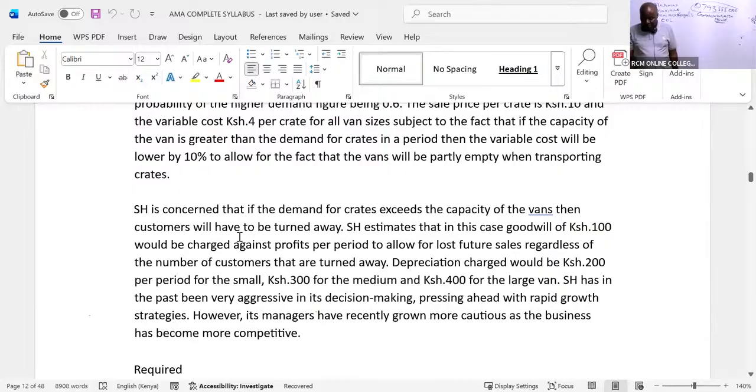Shifters is concerned that if demand for crates exceeds the capacity of the vans, then customers will have to be turned away. Shifters estimates that in this case, goodwill of Kenya shillings 100 would be charged against profits per period to allow for lost future sales, regardless of the number of customers that are turned away. Depreciation charged would be 200 per period for the small, Kenya shillings 300 for the medium, and Kenya shillings 400 for the large van. SH has in the past been very aggressive in its decision making, pressing ahead with rapid growth strategies. However, its managers have recently grown more cautious as the business has become more competitive.